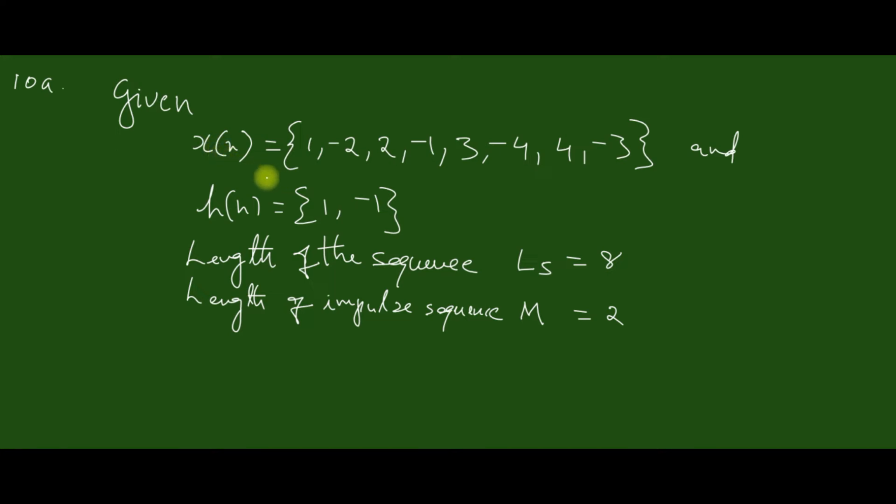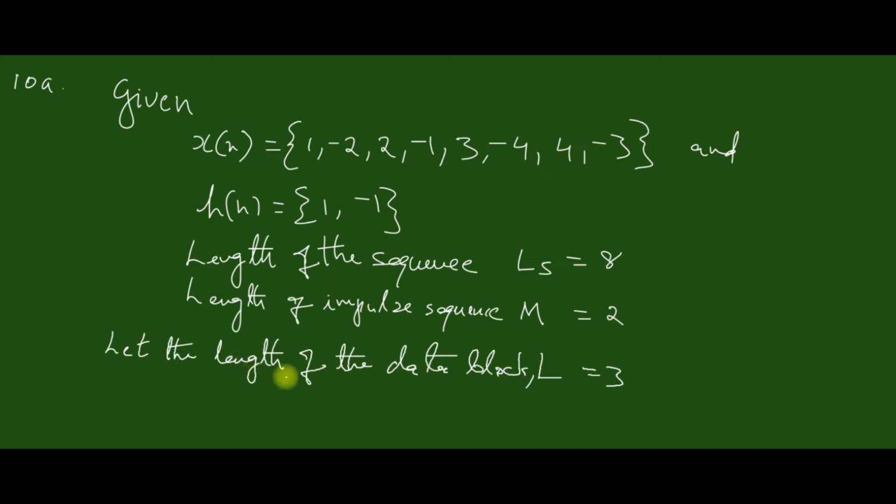Given the sequence x of n equal to this one and h of n, the impulse response, equal to 1 minus 1. So the length of the sequence is 8, Lx equal to 8, and the length of the impulse response M equal to 2. Now let us choose the length of the data block L. In problems like this, if h of n has length 2 or 3, it is better to choose the value of L equal to 3.